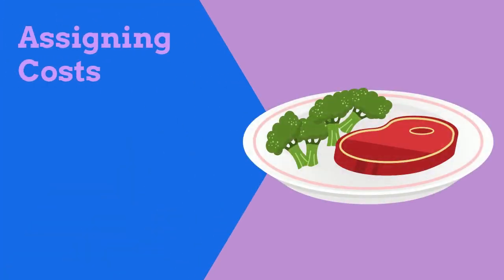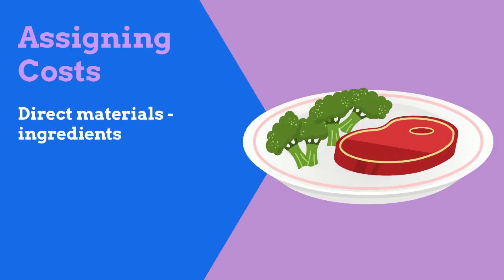Let's start with our steak dinner. Our direct materials for this would be the ingredients that go into making the meal. We know what those are and how much each of those cost us. Our direct labor for this would be the time it takes to make the meal and how much we pay our chef for that time.